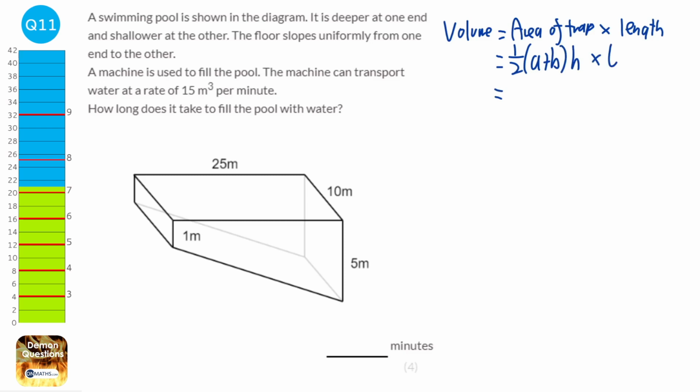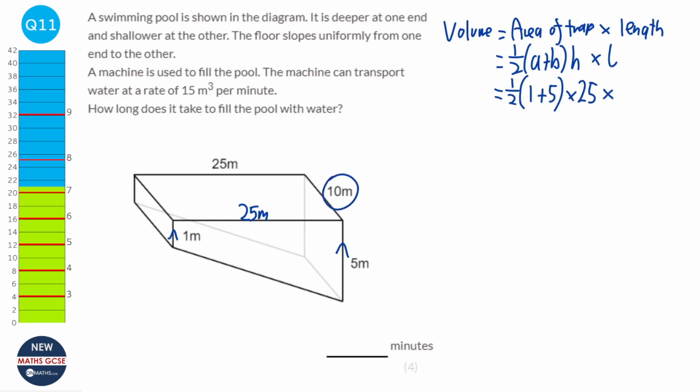Now A and B are the two parallel sides, which will be this one and this one. And then the H is the perpendicular line that hits both of them at 90 degrees, which is what perpendicular means, between the bases. So this will be the 25 meters here. So it's going to be half, and then we're going to add 1 and 5, times that by 25. The length is how 3D it is, so it would be that 10 there. So we're going to times that by 10, and that will give us 750. So it's 750 meters cubed.